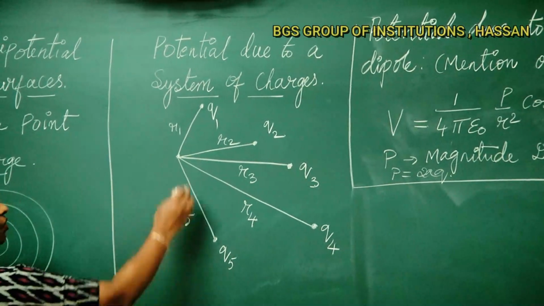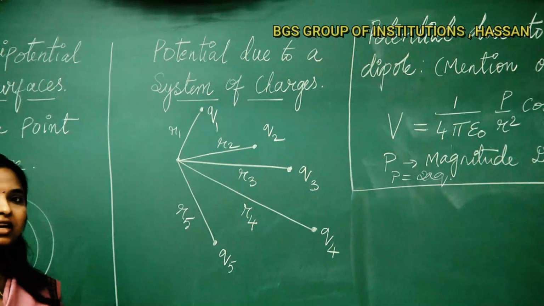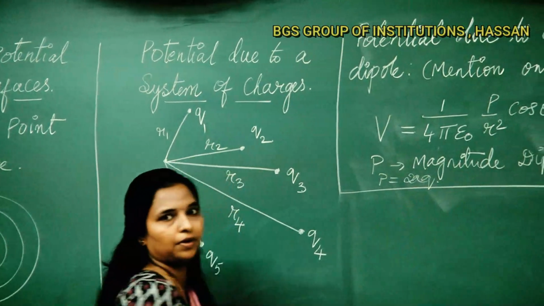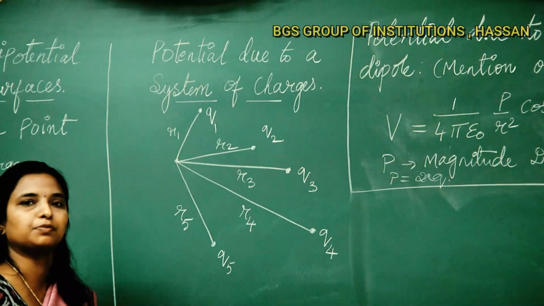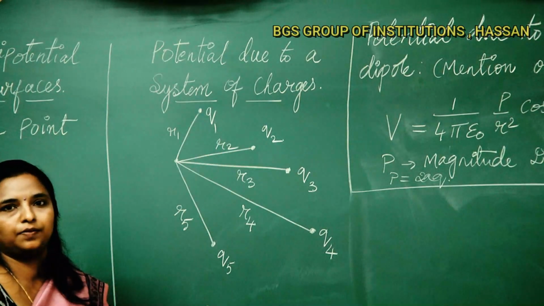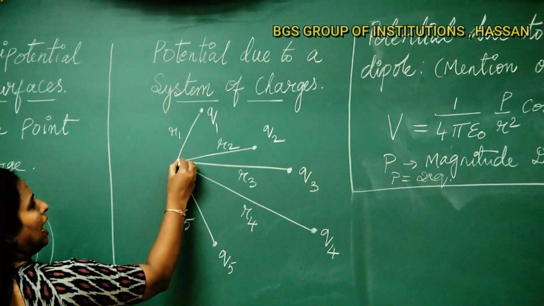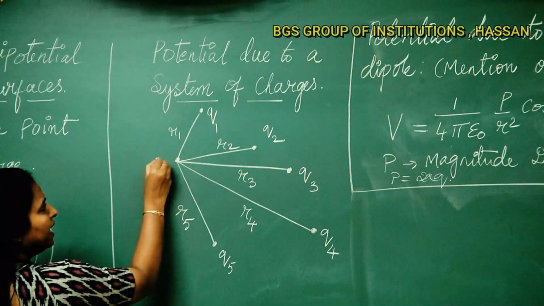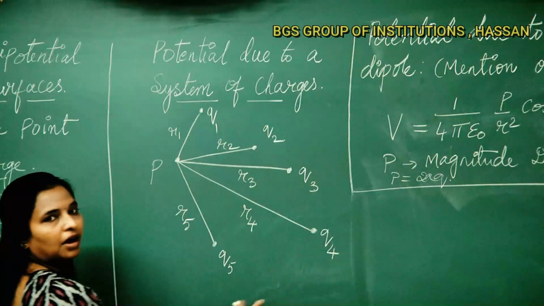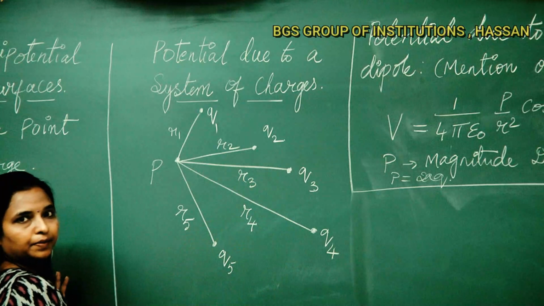Next, we will discuss the potential due to a system of charges. Whatever we did is for the single charge or for the dipole. Now, we are going to write the expression for potential for a system of charges. First we will calculate the potential at a point, say P, due to the system of charges. First we have to calculate individually.